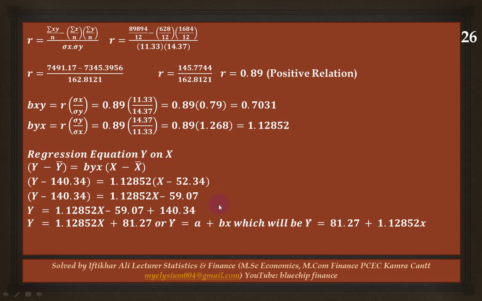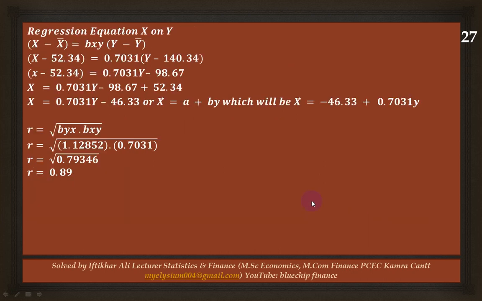Simply put the values into the equation and we can solve very easily. Y bar is 140.34, x bar is 52.34, beta y on x is 1.12852. So simply we calculate or simplify this equation and finally it is equals to 81.27 plus 1.12852x. Similarly, regression equation x on y will become x minus x bar equals to beta x on y multiplied by y minus y bar.